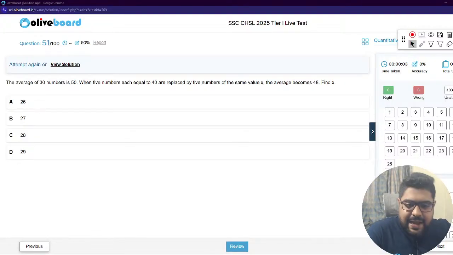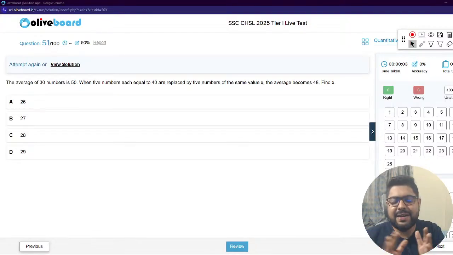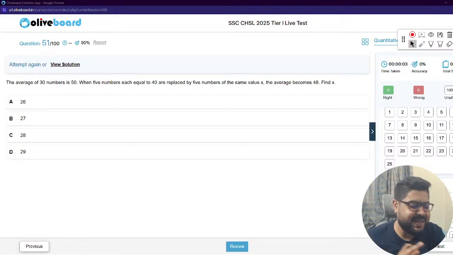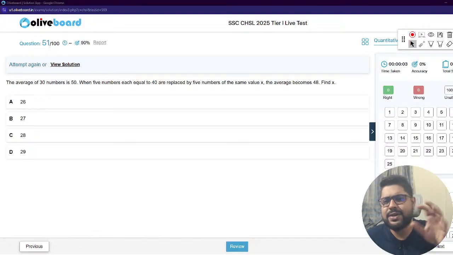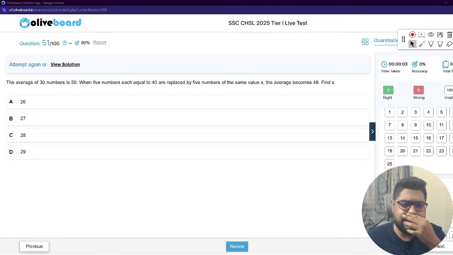Apologies first for this particular setup. I'm not with my board because there's some electricity problem, and that is the reason I couldn't be with my board. I hope you guys can see my screen properly. If you want me to increase or decrease the font, let me know. I'll happily do that.